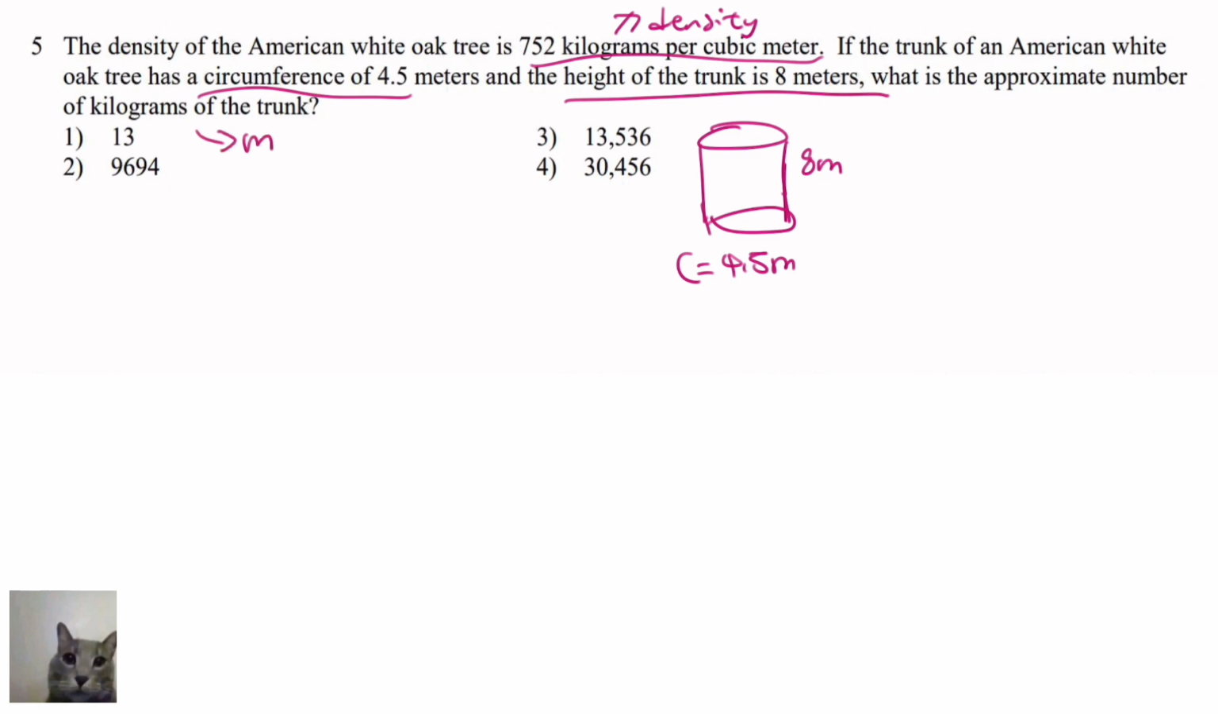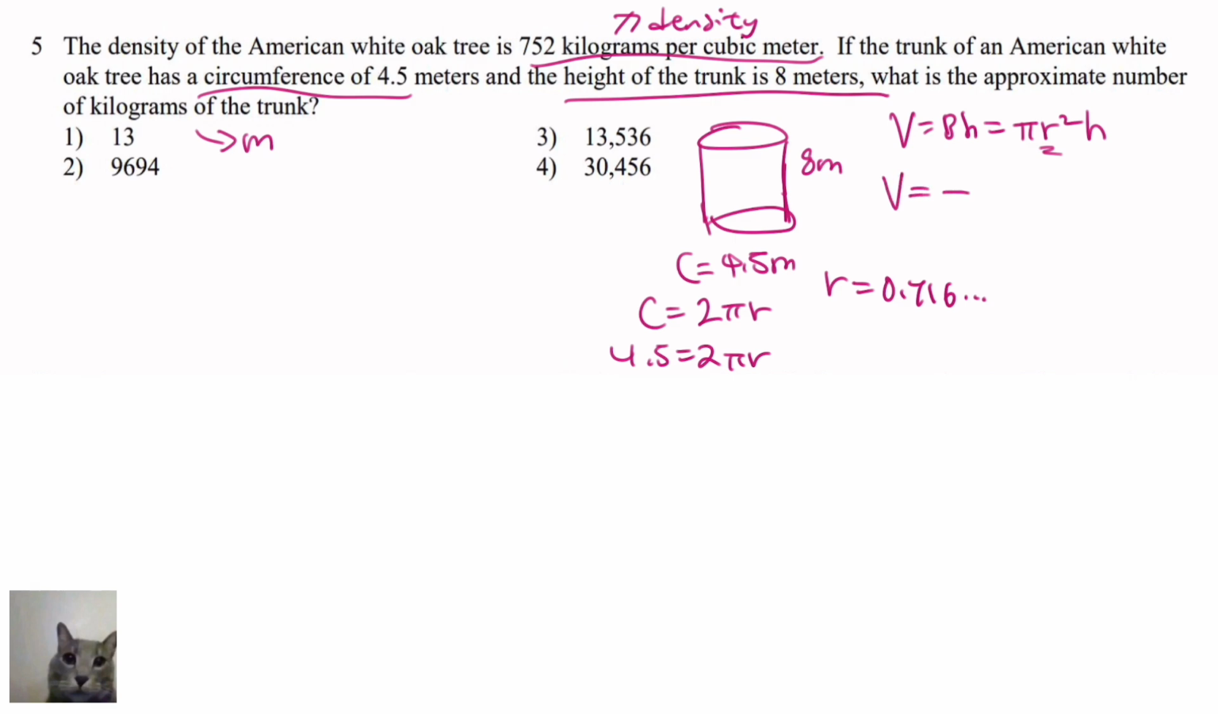Okay, so first we can find the volume of the trunk. So volume of a cylinder is equal to base times height, which is equal to pi times r squared times height. And we don't have the radius, but we do have the circumference. And we know that the circumference is equal to 2 times pi times the radius. So 4.5 is equal to 2 pi radius. And the radius comes out to be around 0.716. So plugging that into the volume equation, you know that volume is equal to pi times 0.716 squared times the height, which you know is 8.